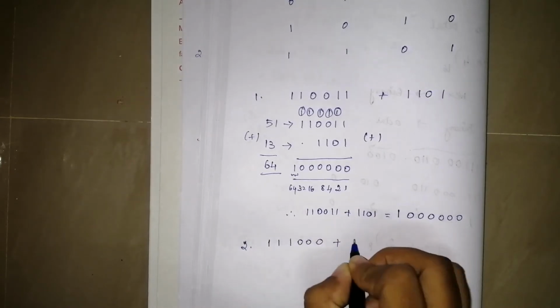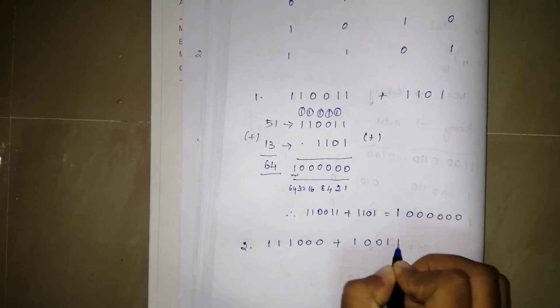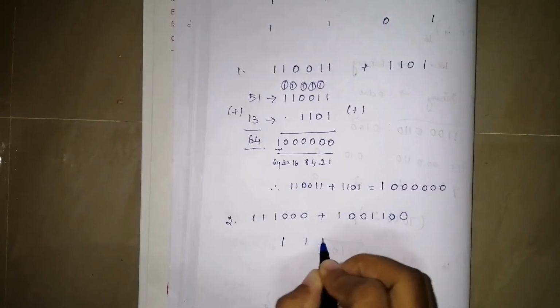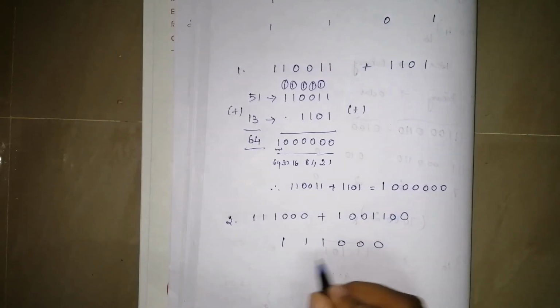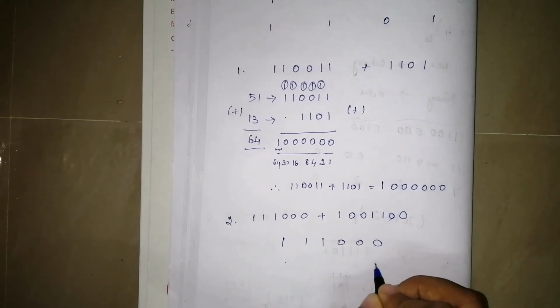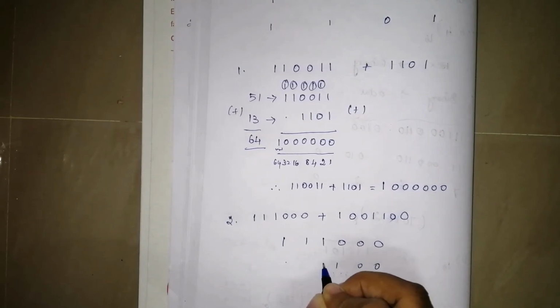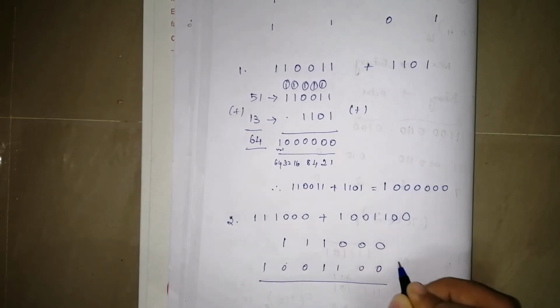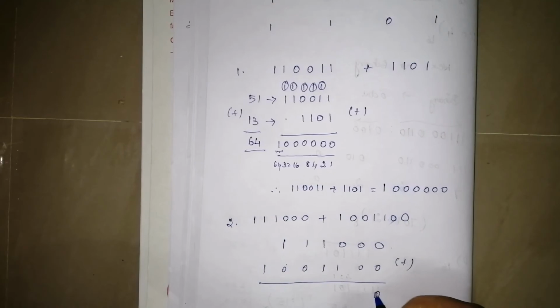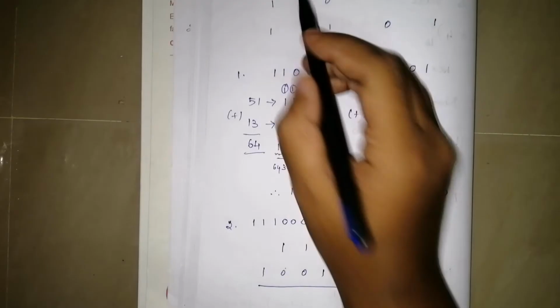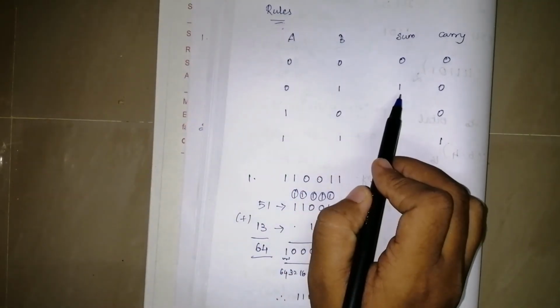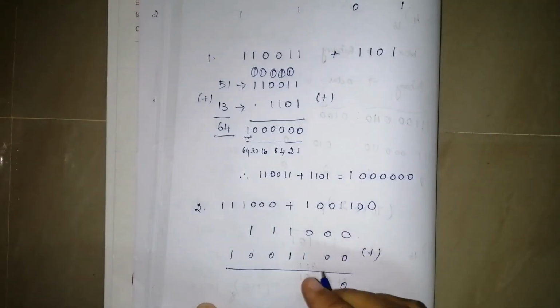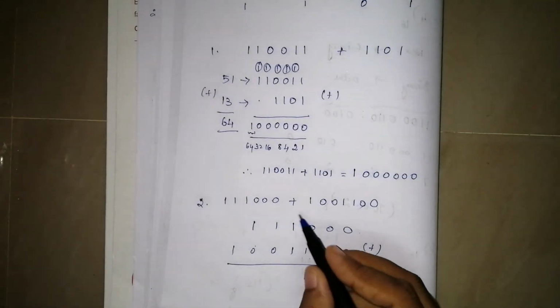111000 plus 1001100. 0 plus 0 is 0, 0 plus 0 is 0, 0 plus 1 is, 0 plus 1 is, sum will be 1, carry will be 0. So sum is 1 here, carry is 0.